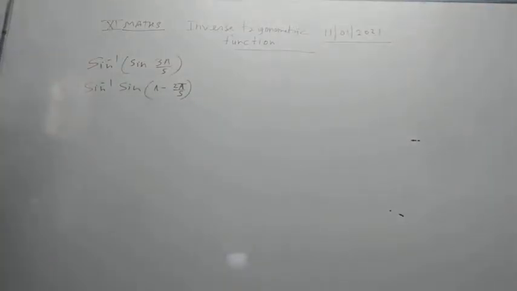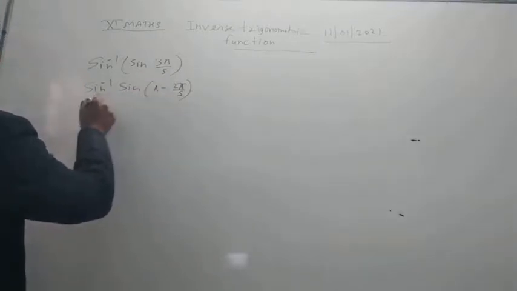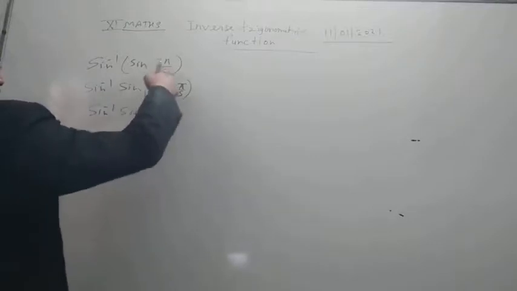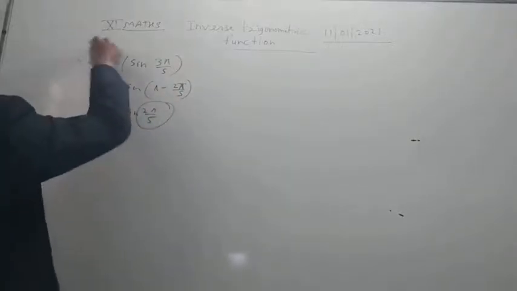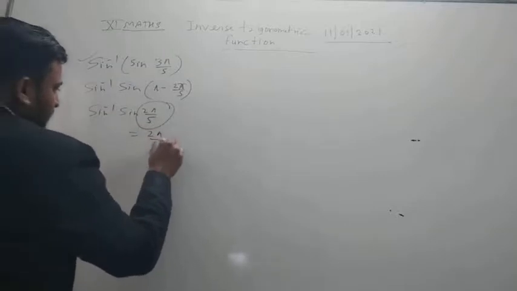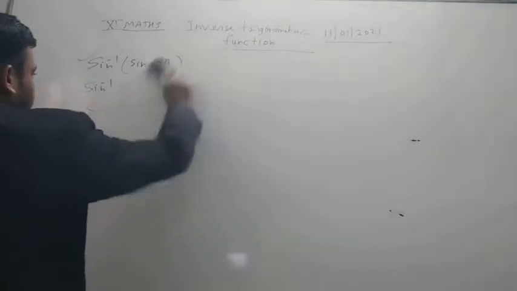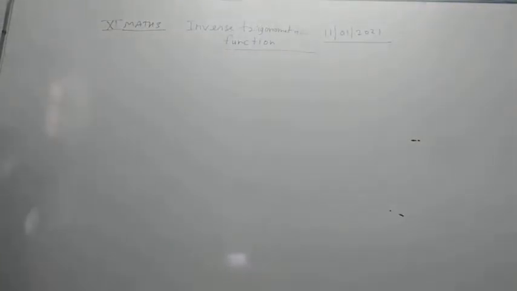Now student, we can write sin of pi minus theta is sin theta, so it is sin 2 pi by 5, because this 3 pi by 5 we can change in this form. And now this lies in the principal value branch of sin inverse, so we write 2 pi by 5 as our result. I hope you understand, students. Now we take another question. These are the 1 mark questions, students, and these are also included in examination.